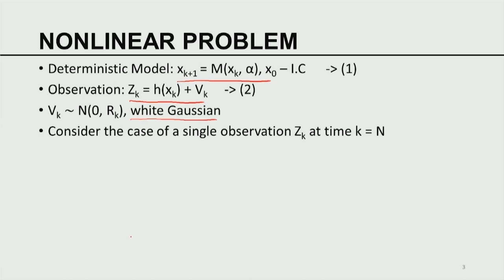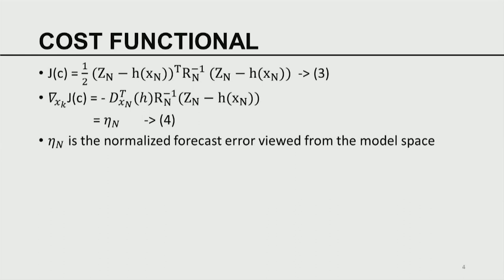In order to make things simple, I am only going to consider in this lecture the case of a single observation at time k equal to m. If I can do the comparison for a single observation, similar analysis applies for multiple observations. So it is without loss of generality; to get to the crux of the matter, it is enough if you consider one observation. So if I have only one observation, JC has only one term.